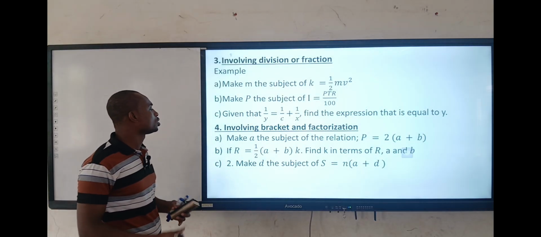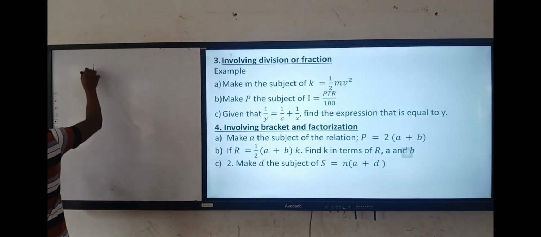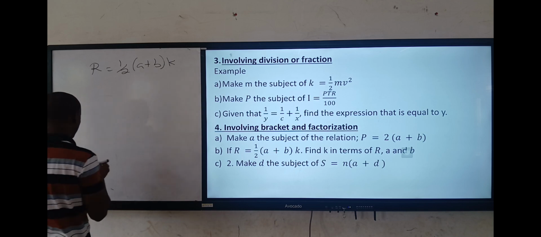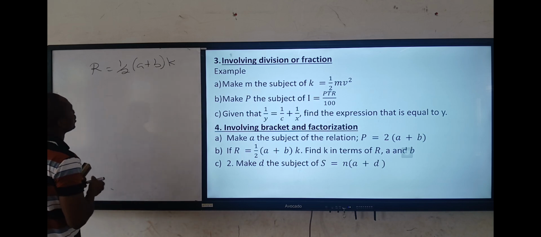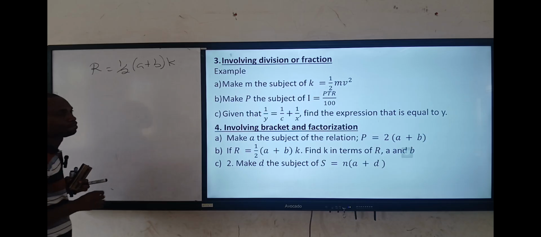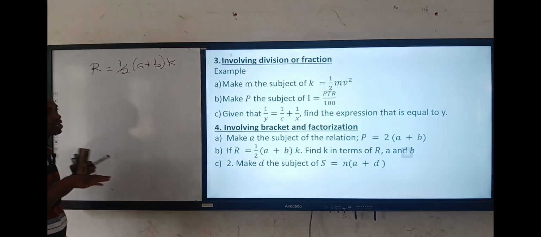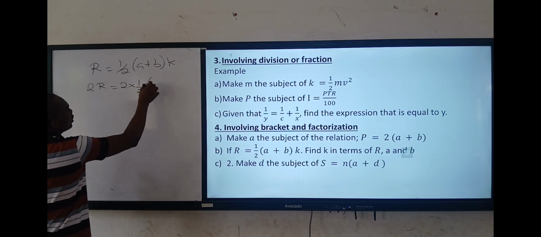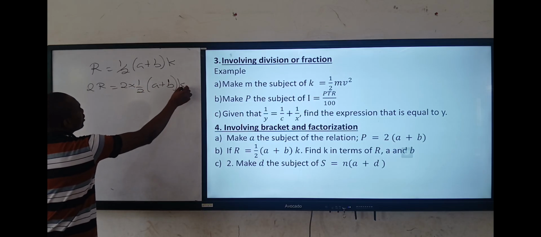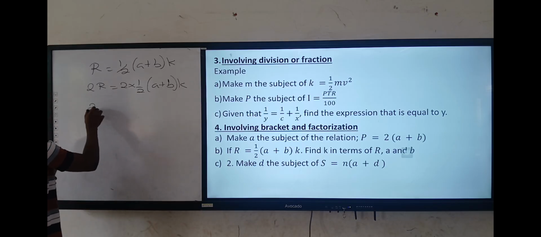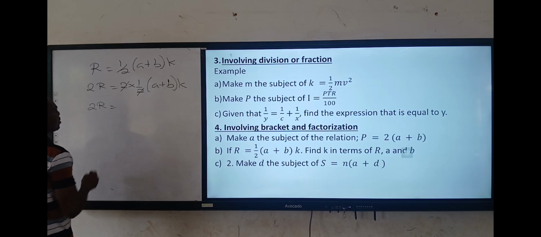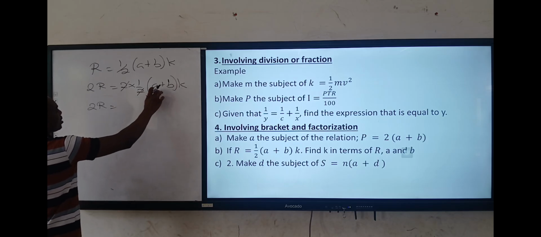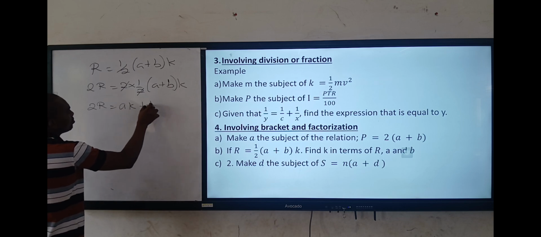So now let's move on to the B. It says that R is equal to half K, where we want the K to be the subject. So here, since it involves fraction, we find the LCM. The LCM is what? 2. Multiply it through. So you get 2R equal to 2 times 1 over 2 in a bracket, A plus B, K. So 2 cancels 2, leaving 1. Multiply it by the bracket, the same thing. So you multiply the K by what is in the bracket here. So you get AK plus BK here.